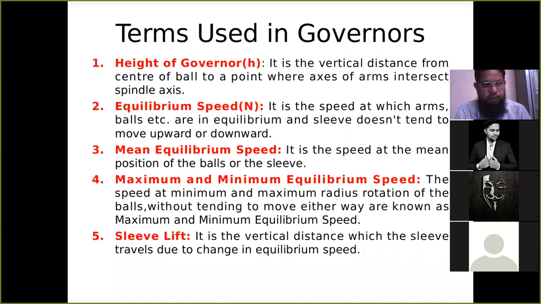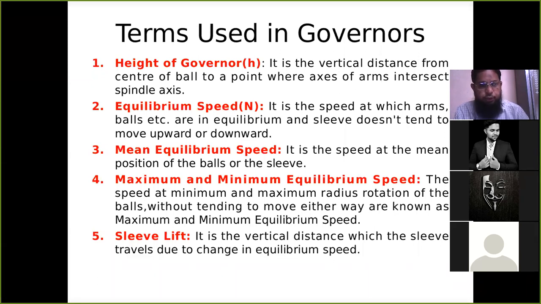Then we have mean equilibrium position. This is the equilibrium speed at which the sleeve is in the mean position. And then we have maximum and minimum equilibrium speed. The speed at maximum and minimum radius of rotation of balls without tending to move either way are known as maximum and minimum equilibrium speed. Then we have sleeve lift. It is the vertical distance moved by the sleeve due to change in equilibrium speed.